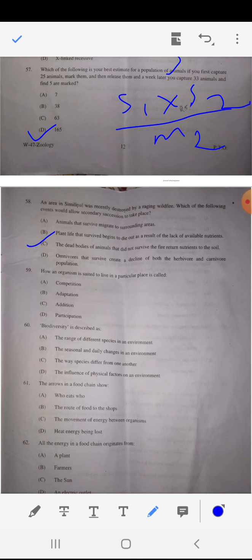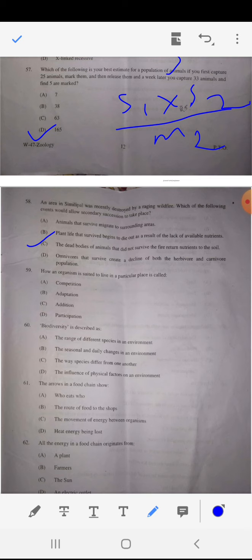Actually, ecological succession is of two types, primary succession and secondary succession. The Similpal forest is the primary succession. When it is destroyed by the wildfire, then secondary succession grows there.